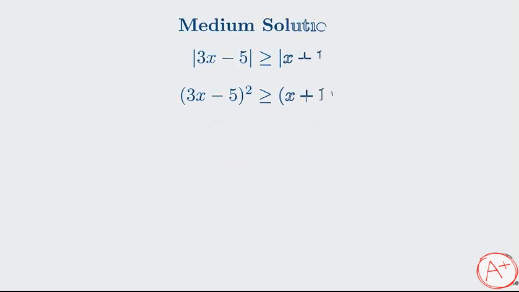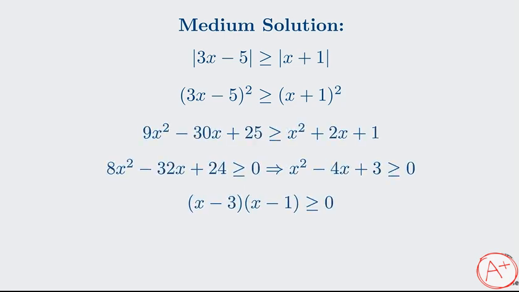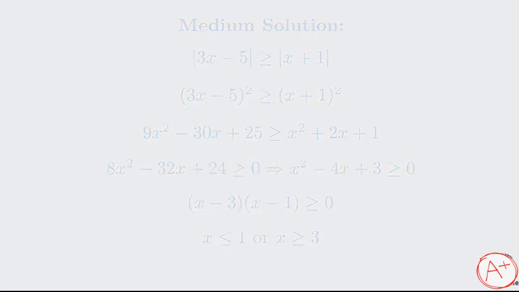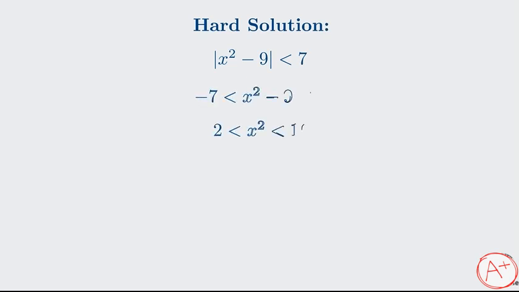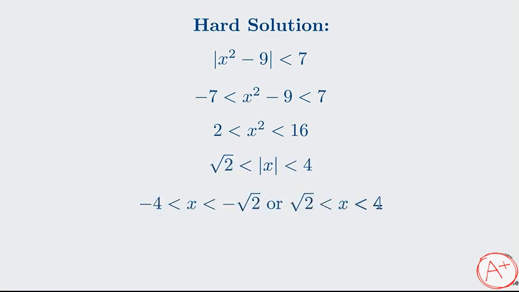In the medium question, squaring was the best approach. After simplifying and factorizing, we identified the outer regions of the upward opening parabola. The hard question required careful handling of the quadratic. By adding 9, we found that x squared must be between 2 and 16. This resulted in 2 distinct intervals on the number line.